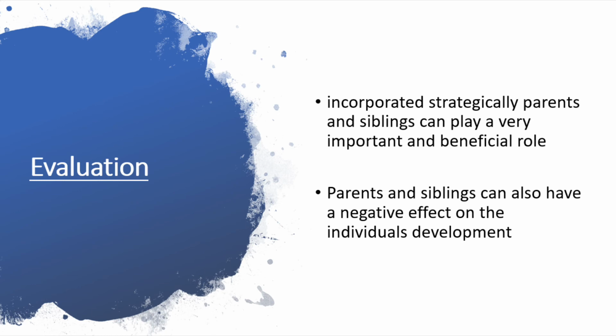When incorporated strategically, parents and siblings can play a very important and beneficial role in talent development. However, it depends. Parents and siblings can also have negative effects on individuals' development. For example, parents may put too much pressure on the individual to be successful within his or her sport. This can be done through overtraining, emphasizing winning, and giving punishments out for losing. These factors can hinder development within the sport or completely stop the development of the child.